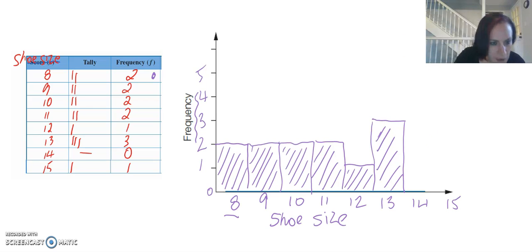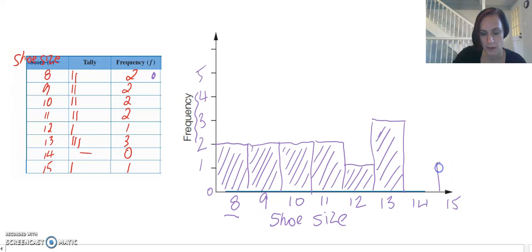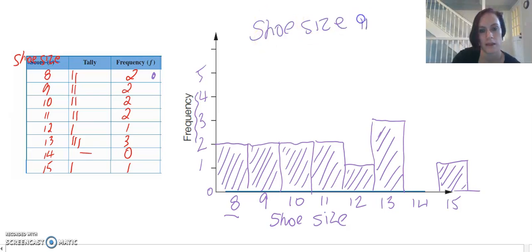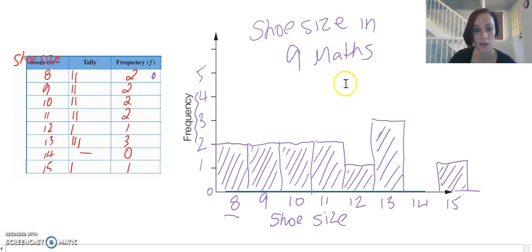And we are up to 14. There are none in 14, so we don't have to draw any bar. And in 15, we once again have the 1. So we will include that there. Right, so there's our frequency histogram. It's not particularly fancy, but it does display visually the information that we need. You would also need a title. So our title will be shoe size in Year 9 maths, whatever it is your title will be.